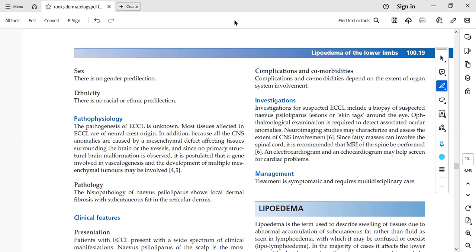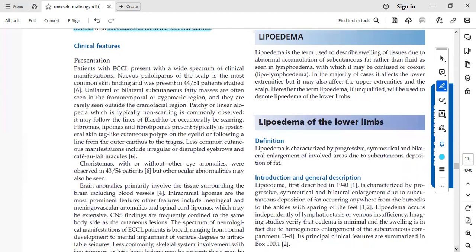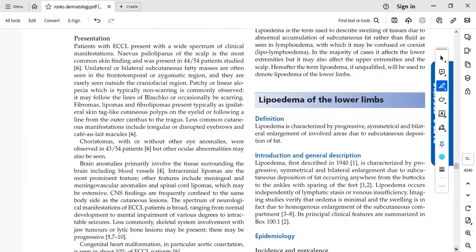So the histopathology of nevus psiloliparus shows focal dermal fibrosis with subcutaneous fat in the reticular dermis. There will be two things: focal dermal fibrosis and subcutaneous fat in the reticular dermis of the nevus psiloliparus. And the clinical features will be of both the skin and the CNS and eye anomalies.